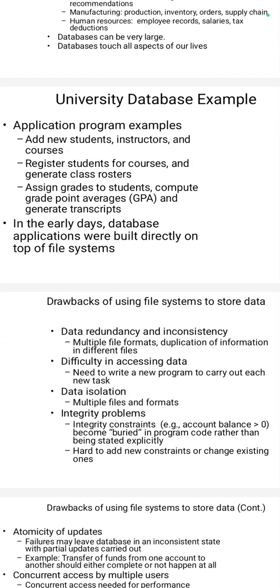Drawbacks of using the file system. What were the drawbacks of using the file system that led to the database management system? Number one is data redundancy and inconsistency: multiple file formats, duplication of information in different files. Difficulty in accessing data: need to write a new program to carry out each new task. Data isolation: multiple files and formats. We know that every file had a different format.